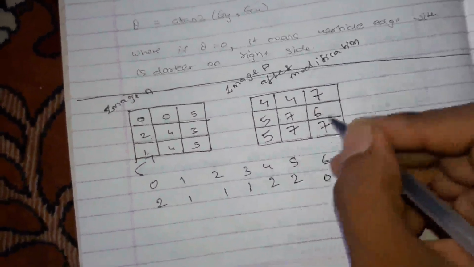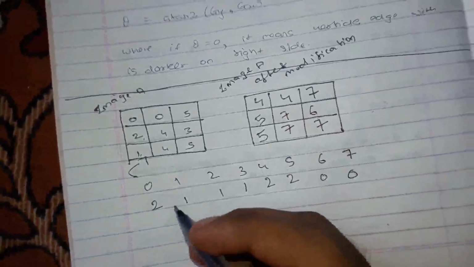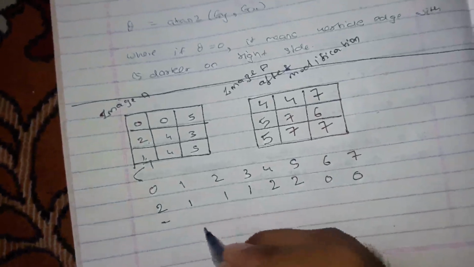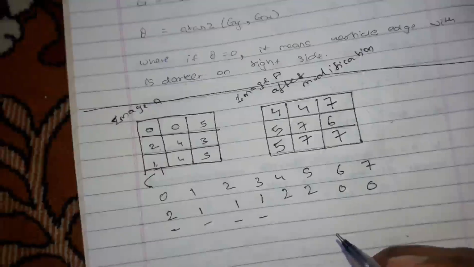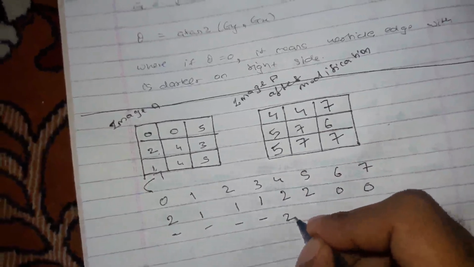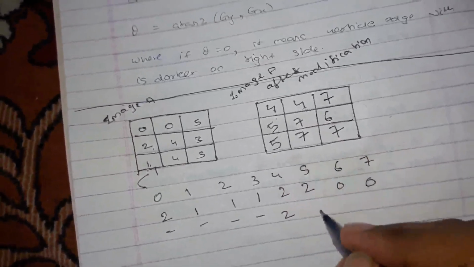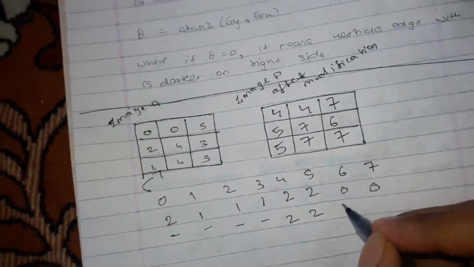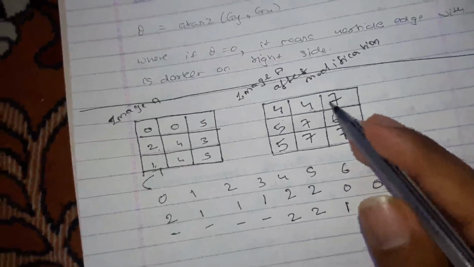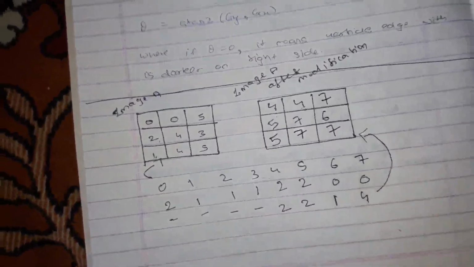So after modification, what happens is I have no 0, I have no 1, I have no 2, I have no 3. I have two 4s, I have two 5s, I have one 6, and I have four 7s. So this is the histogram of this image.